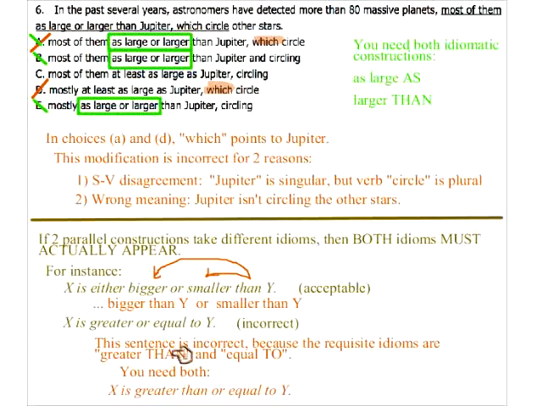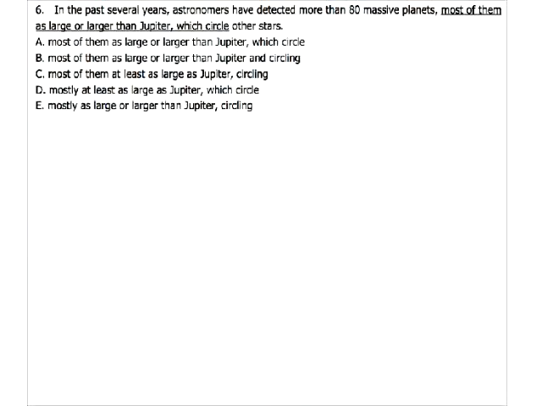Most of them as large or larger than Jupiter and circling other stars. Let's talk about that question. Question is, is "and circling" correct? So, from the text box. Not really, because it doesn't really make sense.